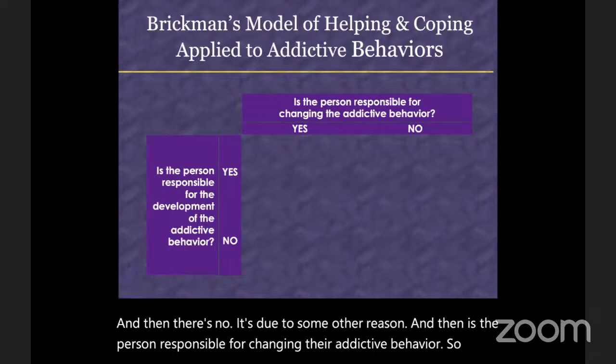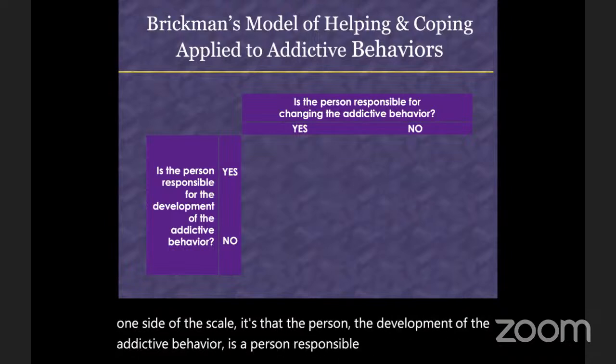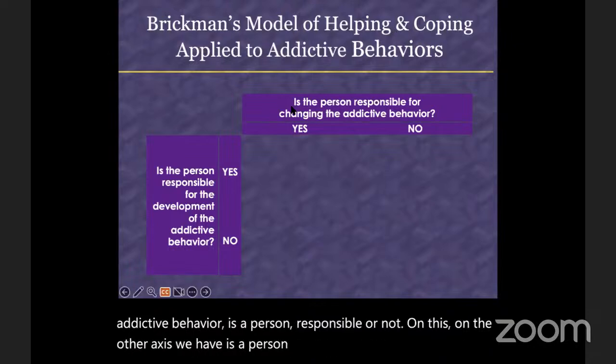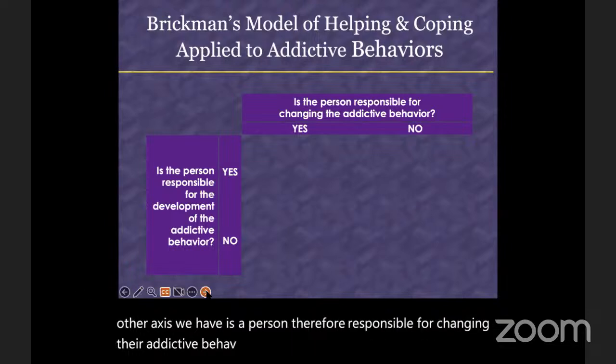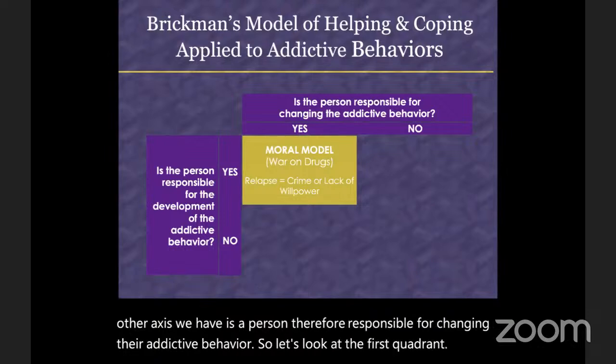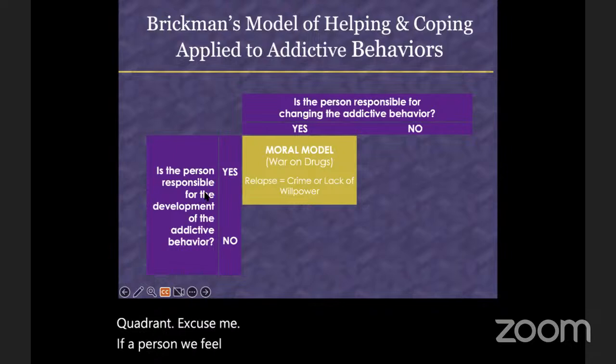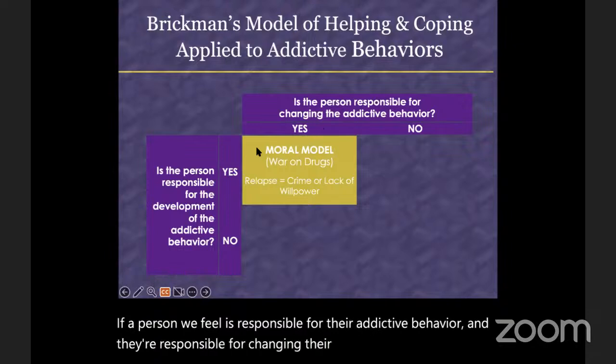So on one axis, it's the development of the addictive behavior, is the person responsible or not. On the other axis, we have, is the person therefore responsible for changing their addictive behavior? So let's look at the first quadrant. If we feel a person is responsible for their addictive behavior and they're responsible for changing their behavior, this is what we call a moral model.